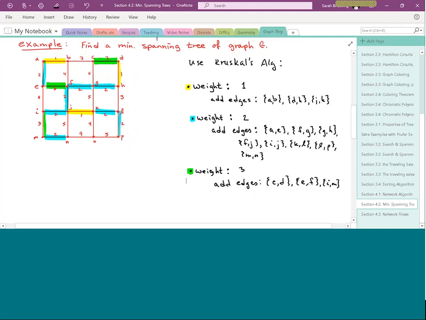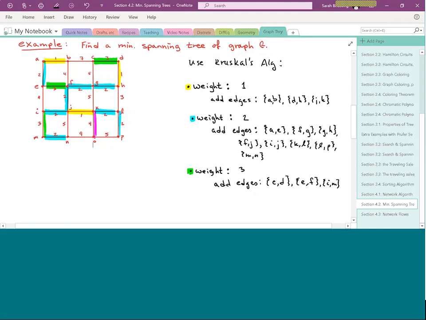So it looks like from what you guys said that KO is the only one we're going to be adding in. So let me go ahead and put that in right here. And let's double check. KO does not close off a circuit, so that is definitely one that'll work. But let's double check our other weight 4 edges just to make sure.